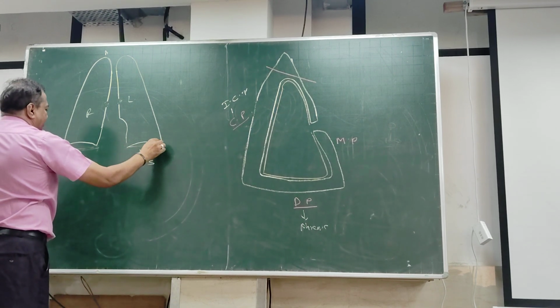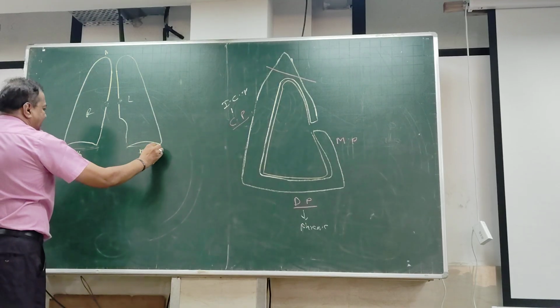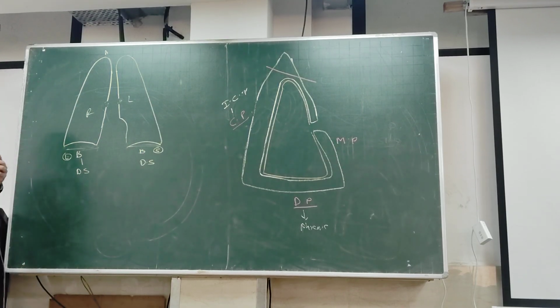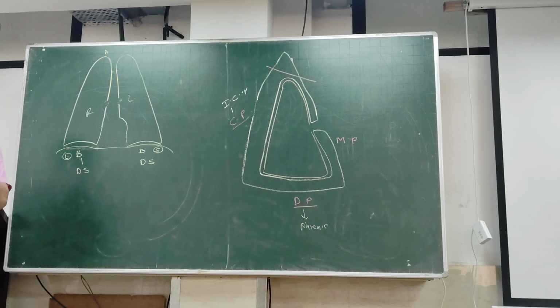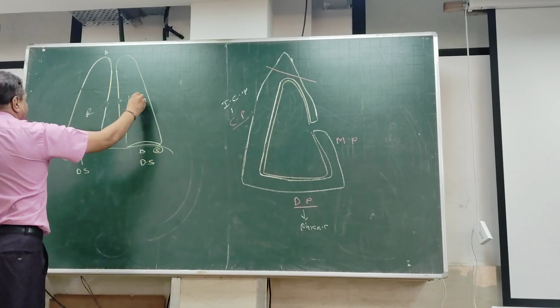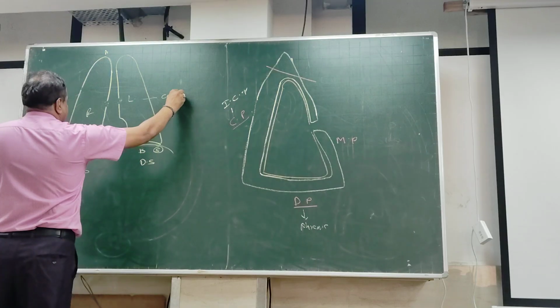On the right side there is liver, on the left side there is stomach. It is related to the diaphragm. Diaphragm is there in between. So the inferior surface is also called the diaphragmatic surface. Now this surface of the lung is called the costal surface.